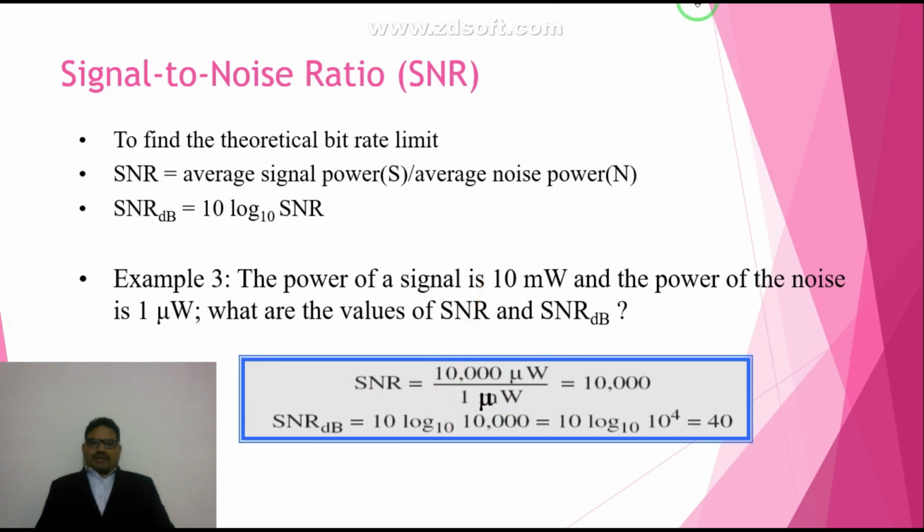You can write 10 milliwatt as 10,000 microwatt. It is one and the same. And over it is 1 microwatt. So microwatt gets canceled. What remains? It is 10,000. So SNR is what? 10,000. Signal to noise ratio is 10,000. But if you want to convert it into dB, then you can use 10 log of SNR, that is 10 log of 10 raised to 4. So the SNR in dB is what? 40.